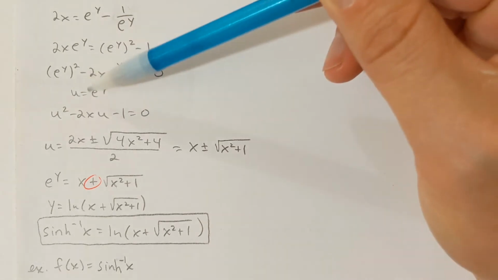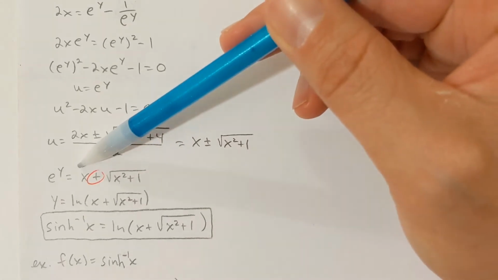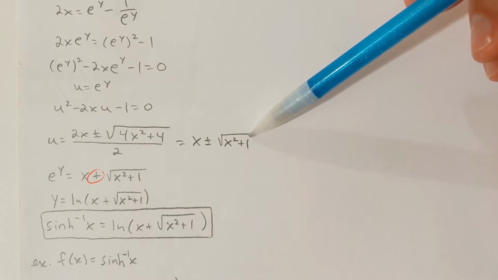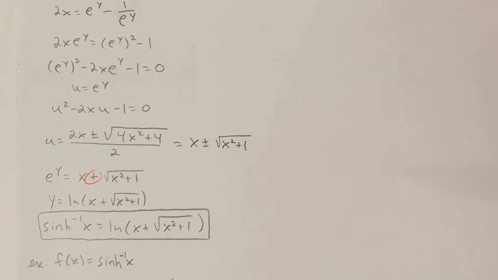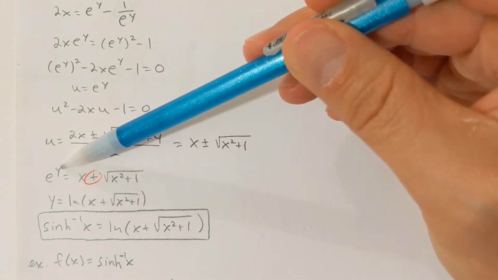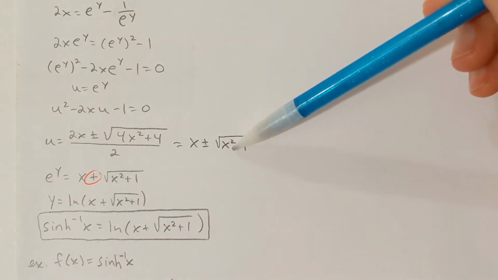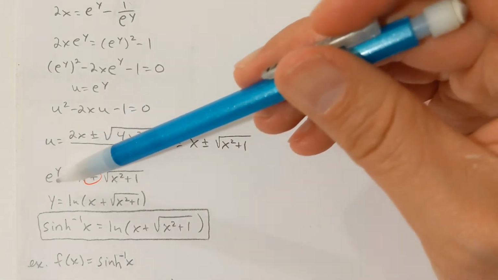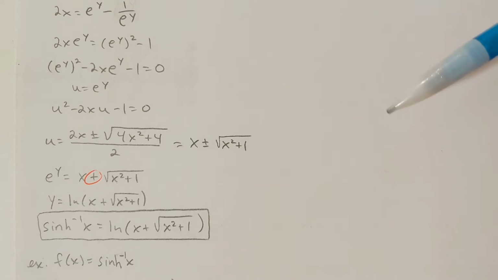Let's substitute back. u is e to the y, because I'm solving this for y. Okay, so e to the y is equal to x plus the square root of x squared plus 1. Now, why did I lose the plus minus there? Why did I just write plus? Well, it's because e to the y is never going to be a negative. x minus the square root of x squared plus 1 would produce a negative value, and e to the y never produces a negative since y is in the power. Okay, so I've just got the plus situation there considered.